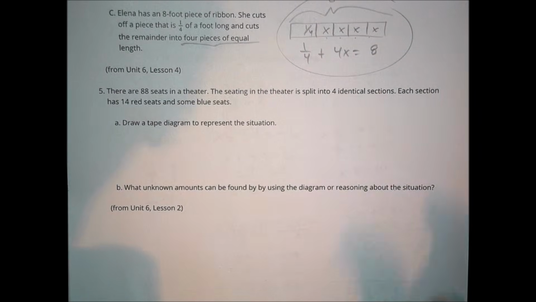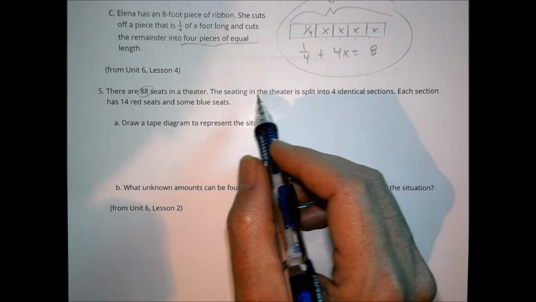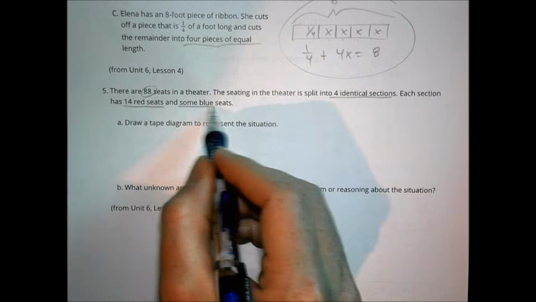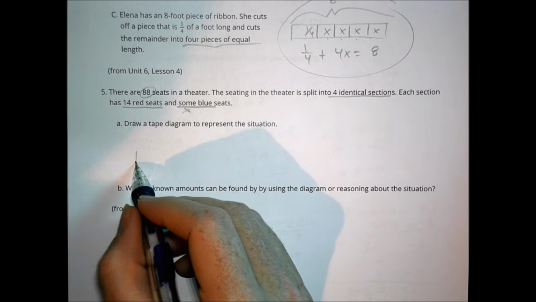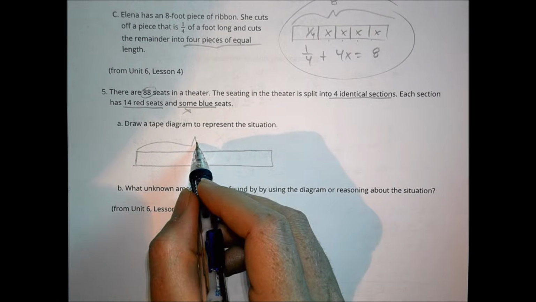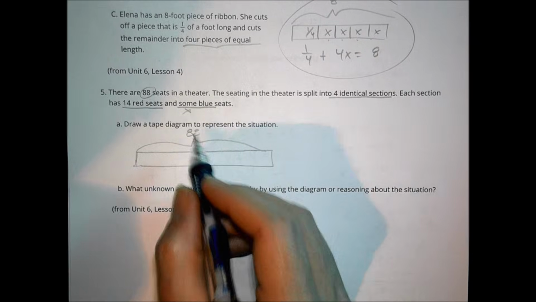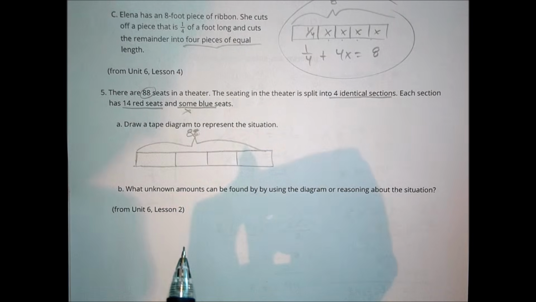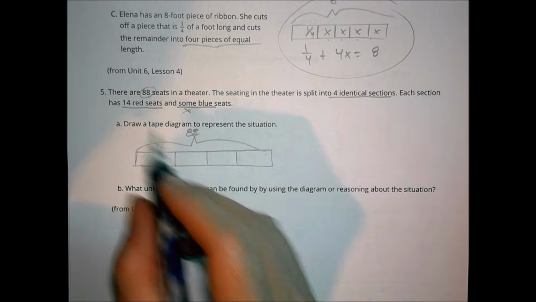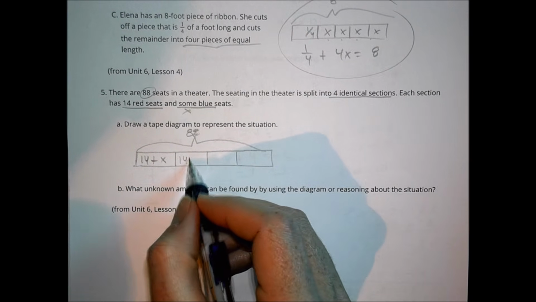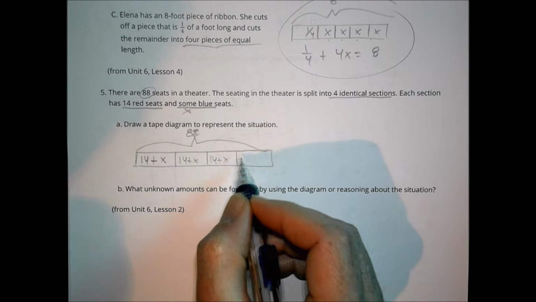And finally, number 5, it says there are 88 seats in the theater. The seating in the theater is split into 4 identical sections. Each section has 14 red and some blue. So call that X. The tape diagram looks something like this, right? We know that there are 88 seats in the theater. We know we're in 4 sections. There's my 4 sections. And each section has 14 red and some blue. So 14 plus X, 14 plus X, 14 plus X, and 14 plus X.